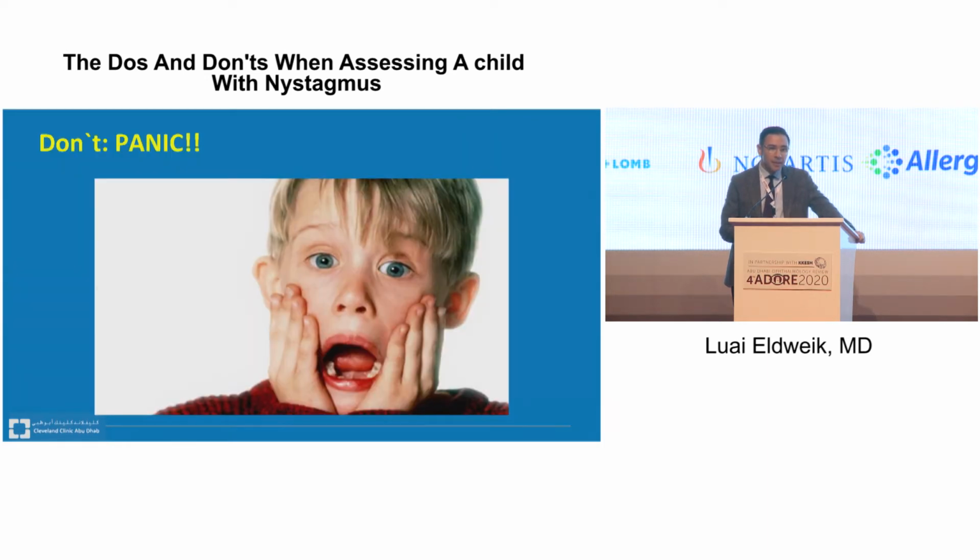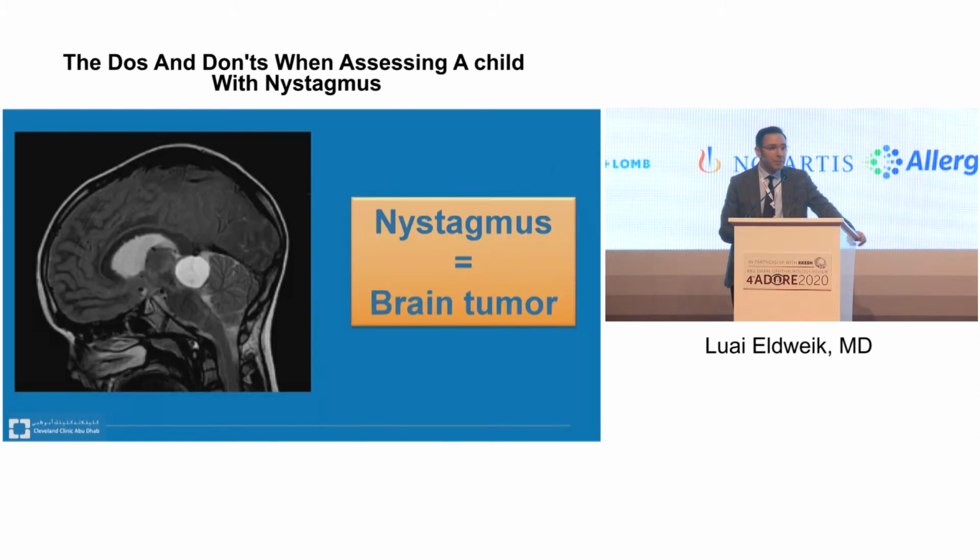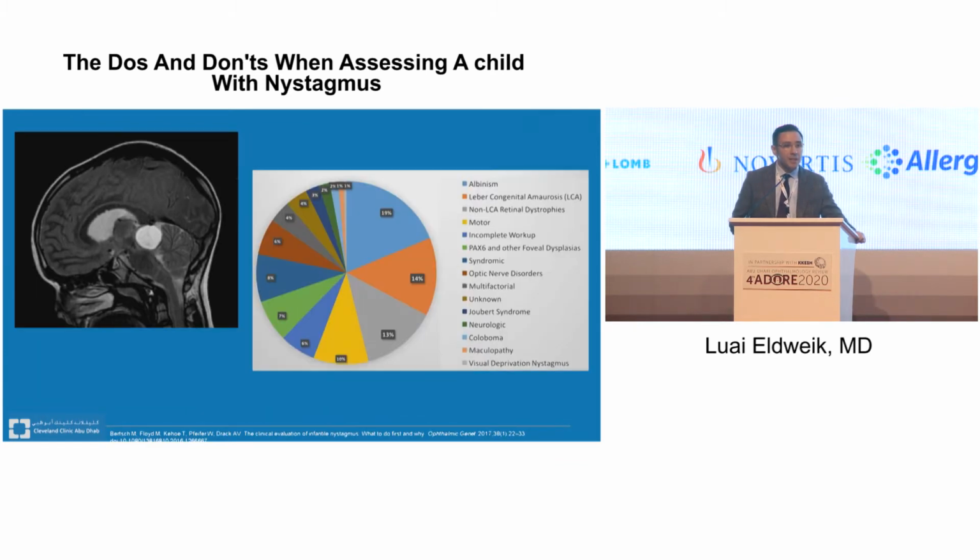So the first thing that you shouldn't do is panic. Again, when we see a patient with nystagmus, we start to think about brain tumors. And this has been looked at before. Just to reassure you, they looked at almost 300 patients with nystagmus, and brain tumors were found in less than 2%. So when you're dealing with nystagmus in a child, most likely you're dealing with an eye problem, something that you can diagnose. You don't need to do anything for it except your usual workup.